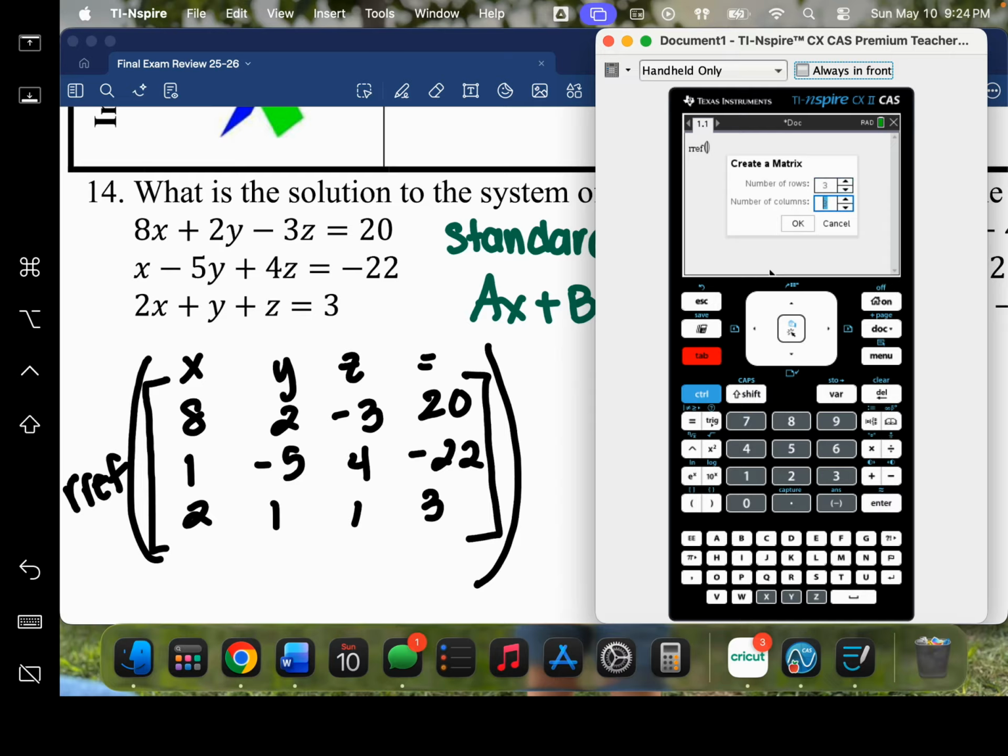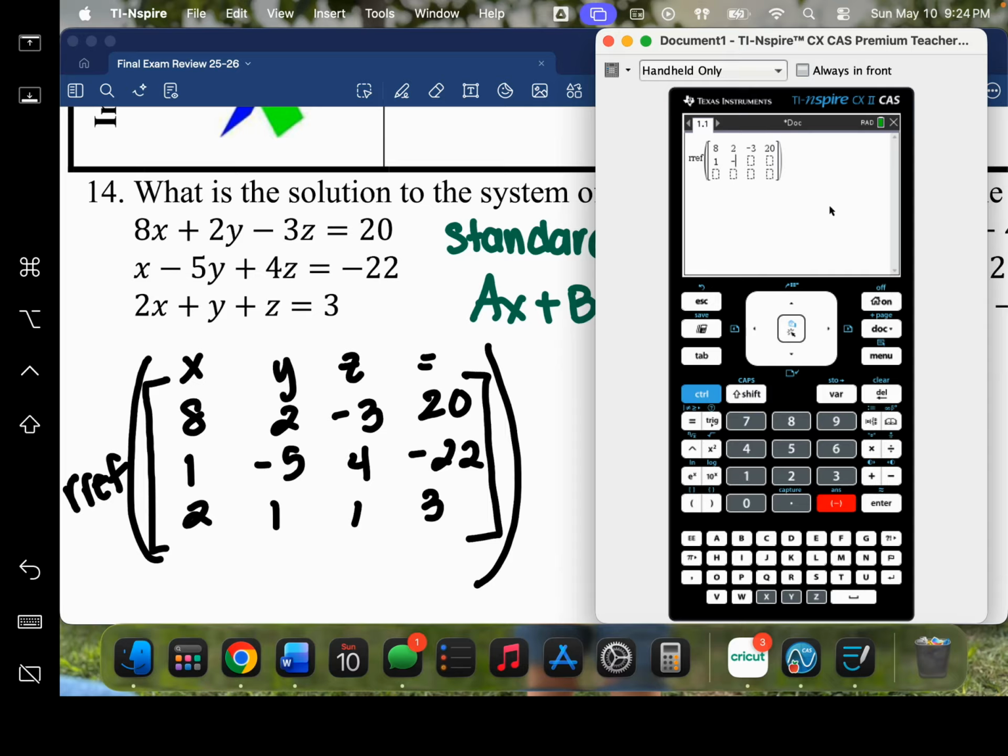So press tab. Say 1, 2, 4. There we go. And then you're going to change the number of columns. You're going to press delete and you're going to press 4. And then you're going to press enter for OK. And inside those boxes, you're going to type your numbers. You're going to press 8, tab. Every time you press tab, it'll move you to the right. And then 2, tab, negative 3, tab, 20. And then when you press tab at the end of a row, it brings you to the next one.